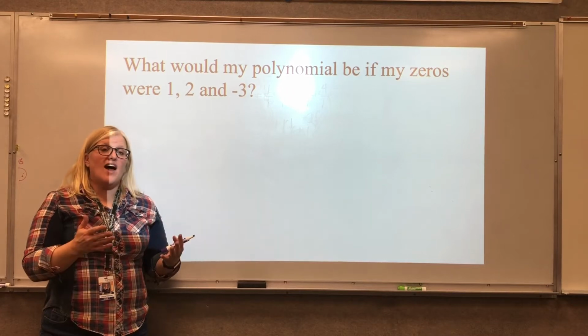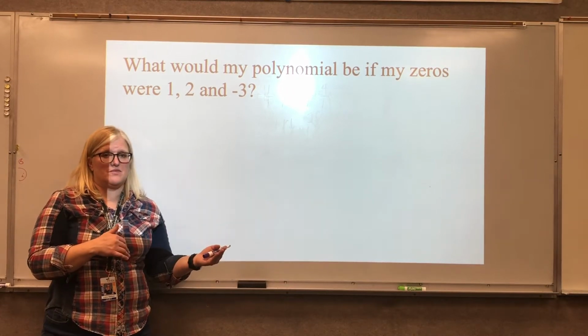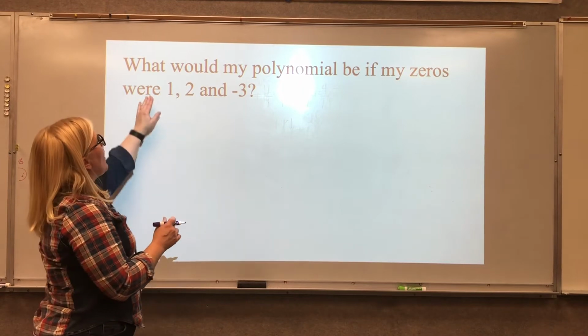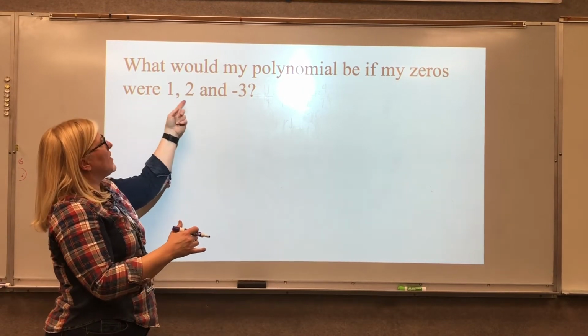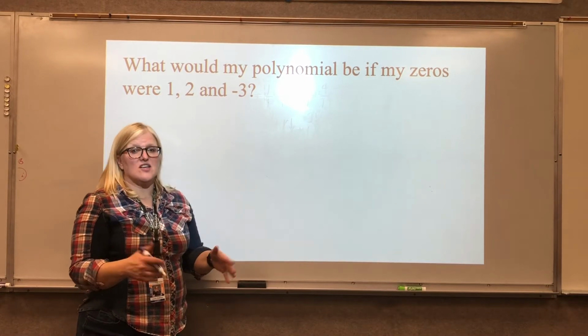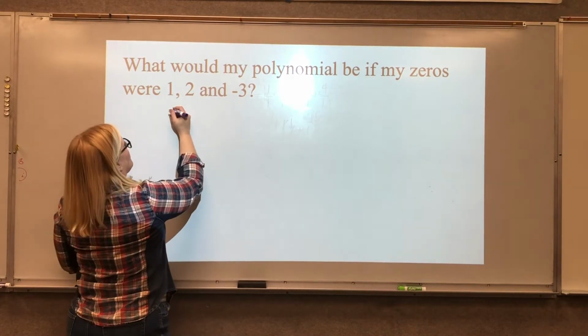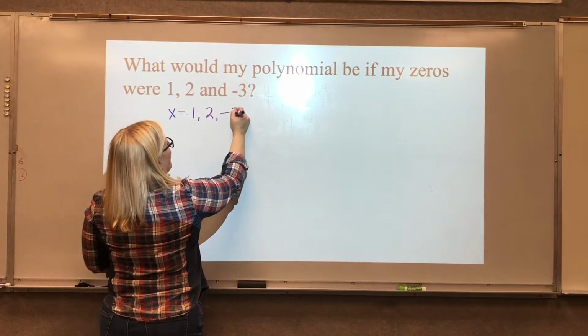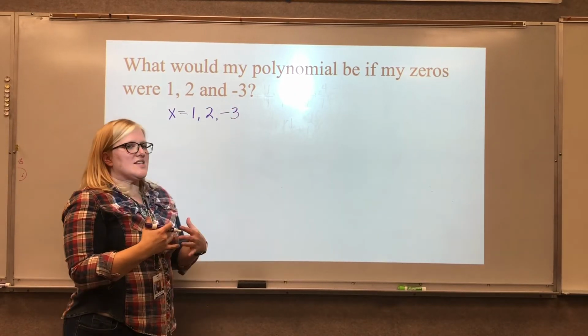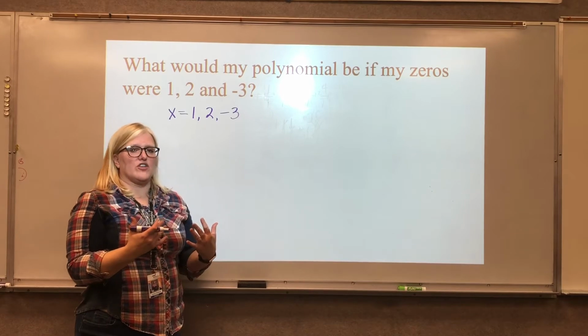Okay, so now we're going to work backwards, okay? What would my polynomial be if my zeros were 1, 2, and negative 3? So now we're working backwards. We have x equals 1, 2, and negative 3. What is the step that came before that earlier?